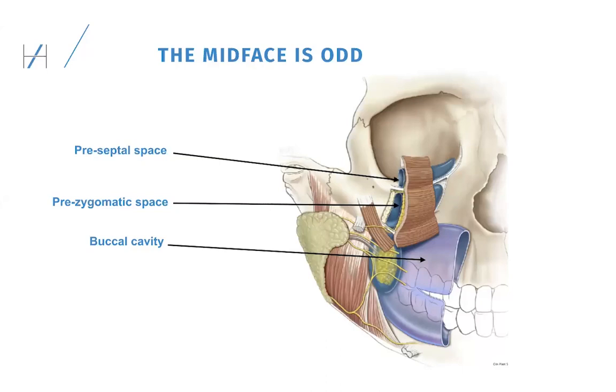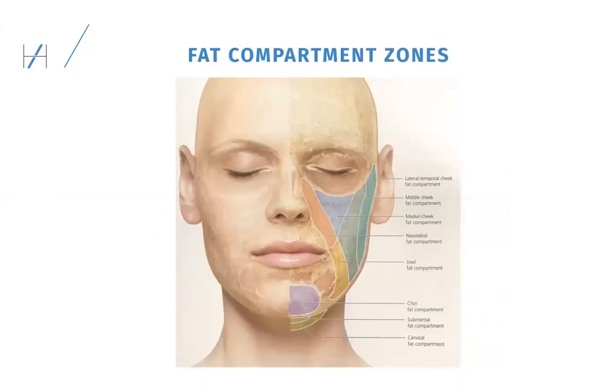So for me, the prezygomatic space is an area of particular interest. It really helps shape mid-face treatments when you start using a mixture of needle and cannula techniques. So let's talk about fat compartments and different zones in the face.